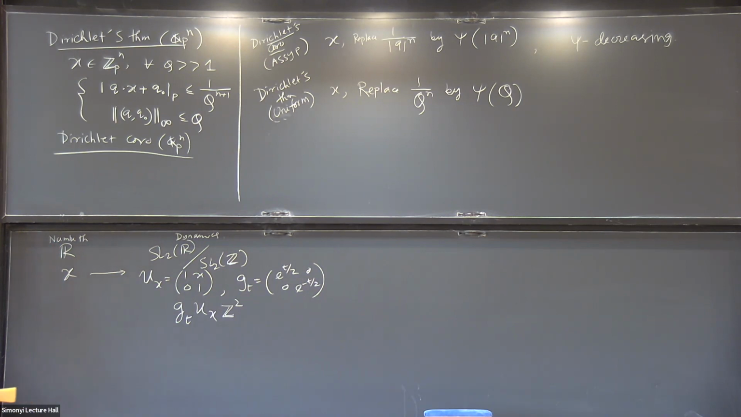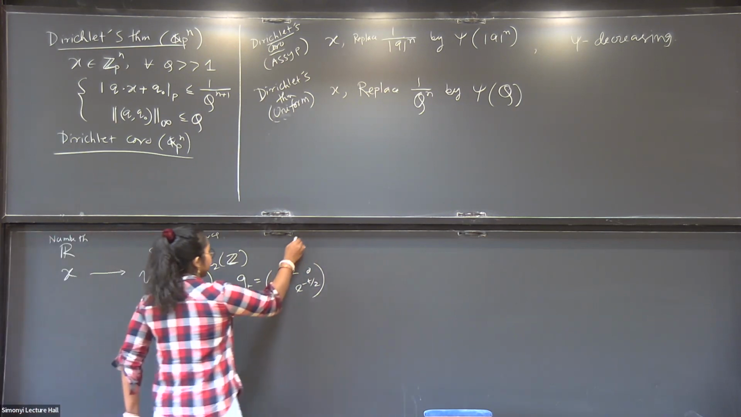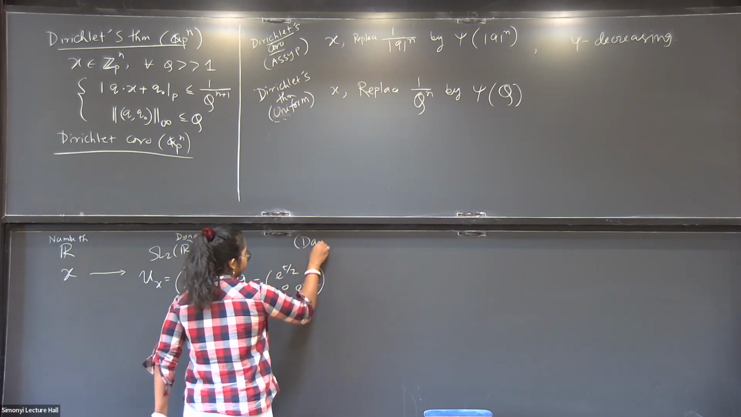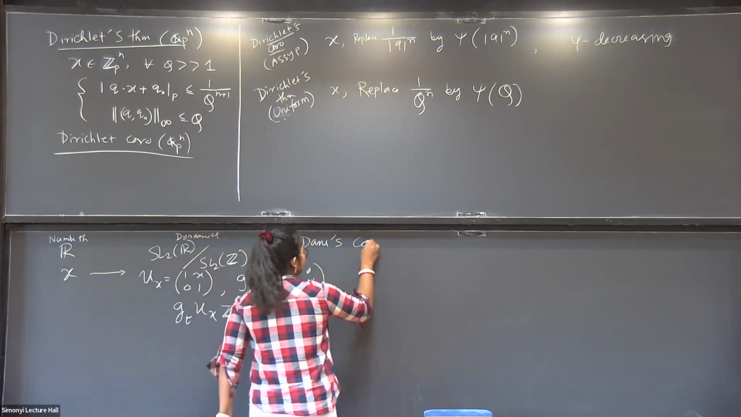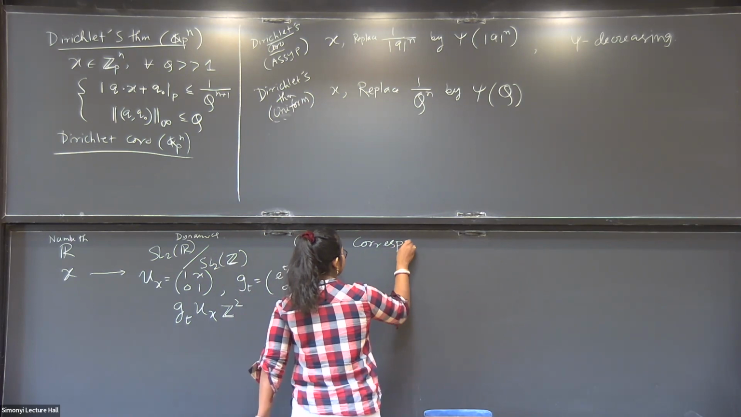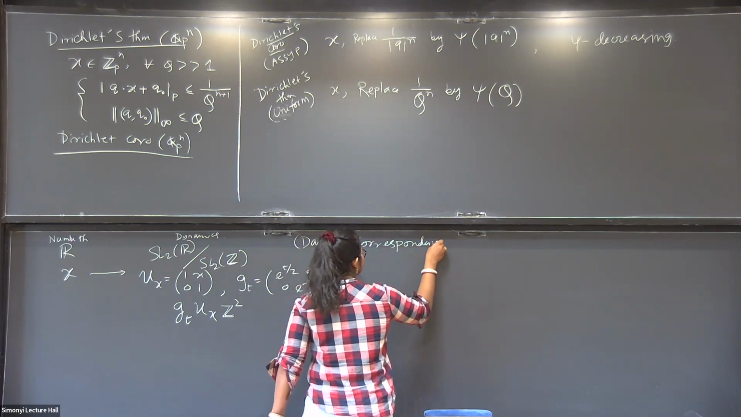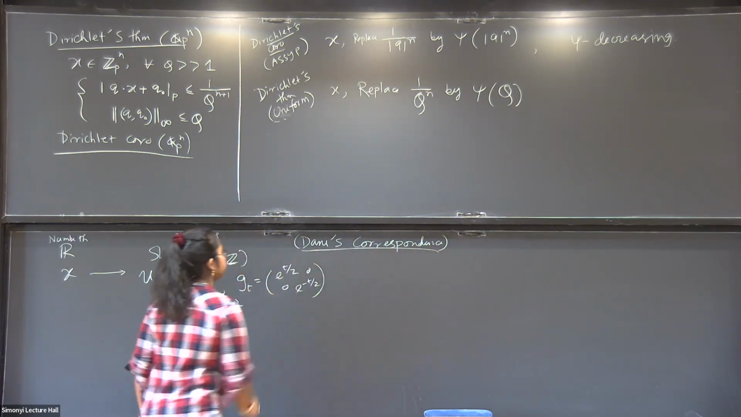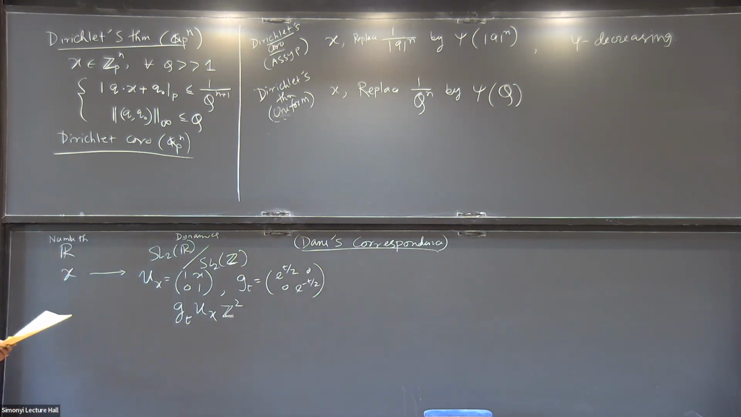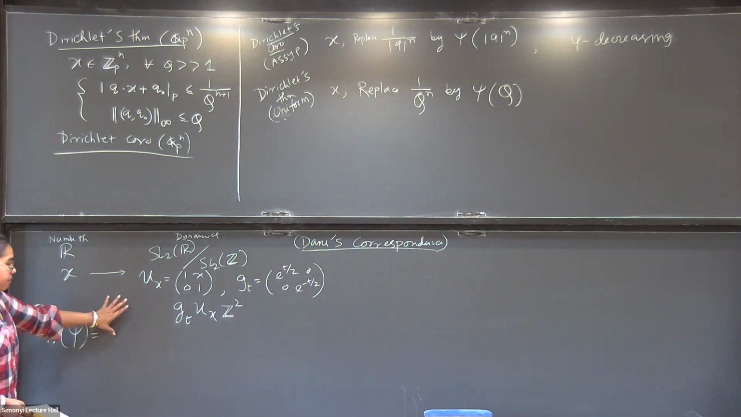And this was due to Dani initially. So we generally refer to it as Dani's correspondence. So let me just quickly talk about a more general Chi function and make it more explicit.